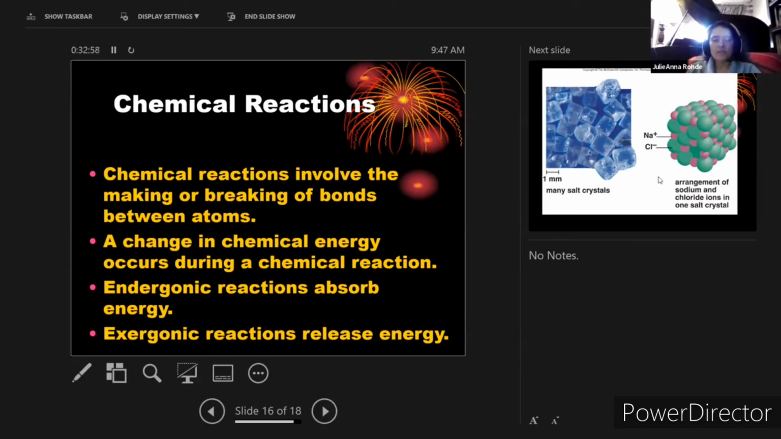A change in chemical energy occurs during a chemical reaction. We have some terms for that. Endergonic absorbs energy, and exergonic releases energy. You may have had some different terms that you learned. They're very similar, because the easiest way to teach this to students is to talk about heat as the form of energy. So you probably have endothermic and exothermic as the two that you learned in school. Does that sound familiar to some of you? Right? Okay.